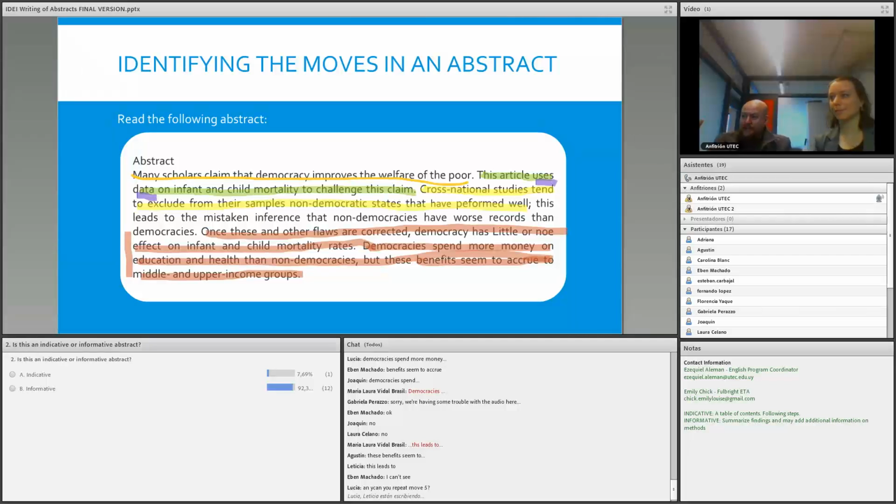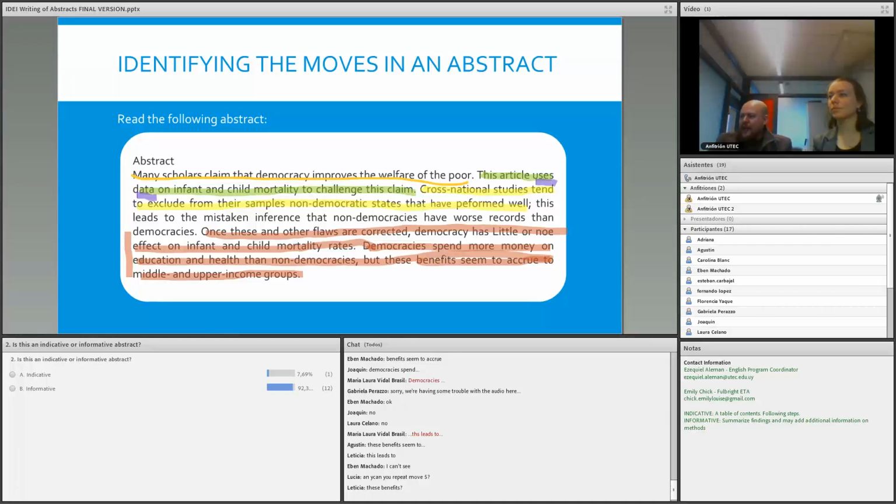In that case, we can see move 4 is very clear. We have the conclusion. When it says these benefits seem to accrue to middle and upper income groups, like you said, Lucia, you're just adding to the conclusion. You're saying, yeah, democracies spend more money in education, but the poor don't get those benefits. So in the end, it's the same problem. It's just adding to the same idea that there's no difference between democratic and non-democratic countries in the quality of life of the poor.